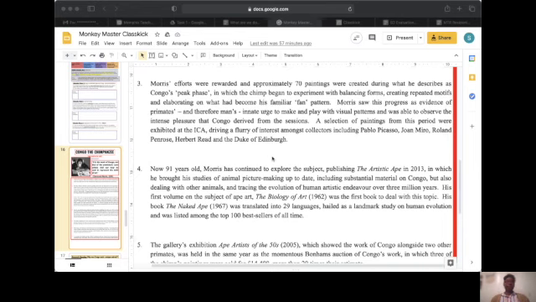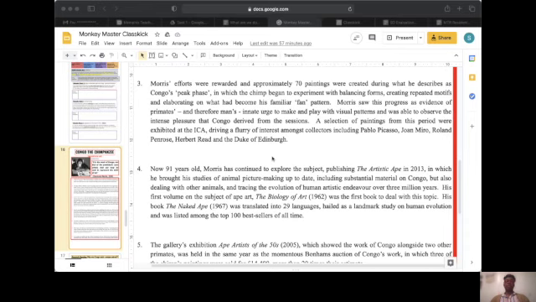Morris's efforts were rewarded, and approximately 70 paintings were created during what he describes as Congo's peak phase, in which the chimp began to experiment with balancing forces, creating repeated motifs, and elaborating on what had become his familiar fan pattern. Morris saw this progress as evidence of primates, and therefore man's innate urge to make and play with visual patterns, and was able to observe the intense pleasure that Congo derived from the sessions.